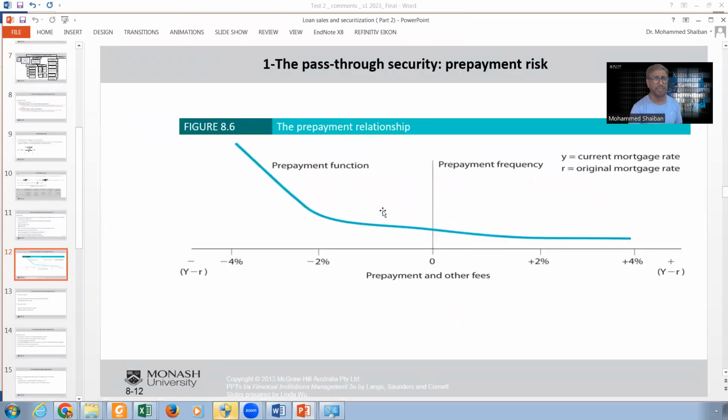This is, for example, one of the questions you saw in the old exams. Please understand the difference: why do people do prepayments? Because the current rate is cheaper than the original rate. If they take a loan at 8% and the rate now is 4%, usually customers will go and retire the old loan and take a new loan. This is where prepayment happens, because of the changes between the original rate and the current rate.